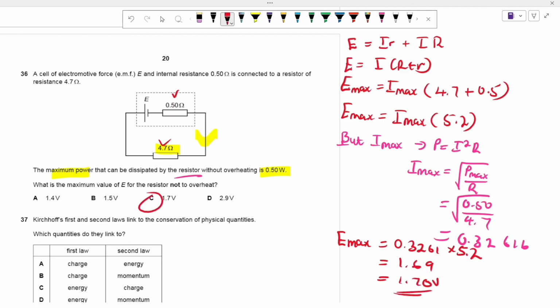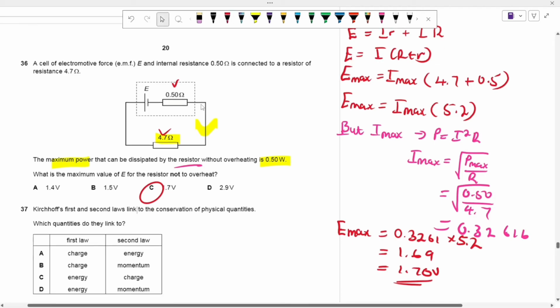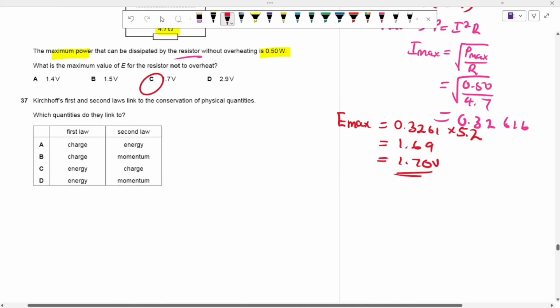So I just started by the fact that E is I max times R plus r, and I max I can find by using the information that I had been given. Okay, so that's physics. Use the information that you're given to find the information that you need.